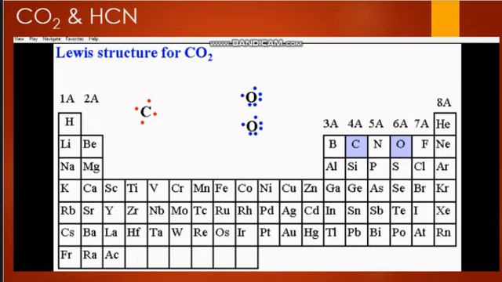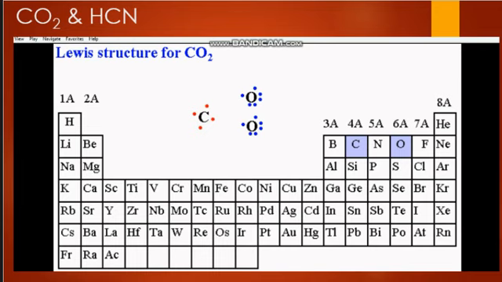Now the first thing we do is we look for the atom that has the most unpaired electrons. That's carbon. Carbon has 4 unpaired electrons, oxygen has only 2. So carbon is the central atom. We therefore will have to try and hang the oxygens off of the carbon.